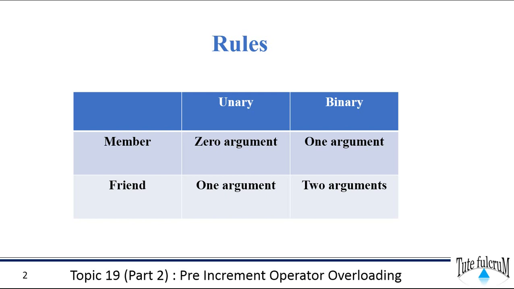So what we are going to do here is, we are trying to overload a pre-increment operator. So what kind of operator is a pre-increment operator? It's a unary operator. So this unary operator we are trying to overload as a member function of the class. So as per the rule, the operator overloaded function should not take any argument. So keep this rule in mind and let's see the implementation.